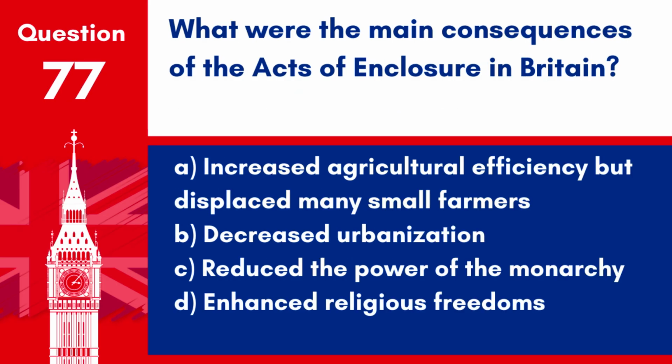Question 77. What were the main consequences of the Acts of Enclosure in Britain? A. Increased agricultural efficiency, but displaced many small farmers. B. Decreased urbanization. C. Reduced the power of the monarchy. D. Enhanced religious freedoms.